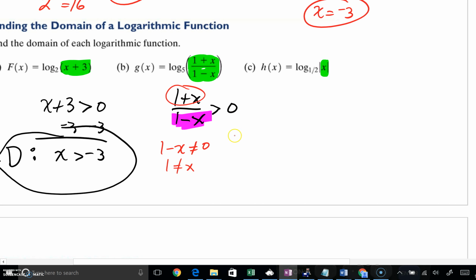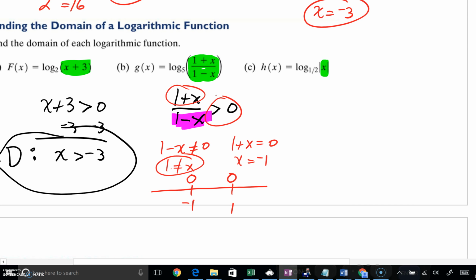How about the top? That could be 0. If we just subtract, we'd get negative 1. We have to do a number line. Open circle or closed circle above the 1? Open. You're not allowed to equal the 1. How about above negative 1? Open. If you plug in negative 1, your numerator becomes 0. This whole fraction becomes 0. But is 0 greater than 0? No, it's not a solution.